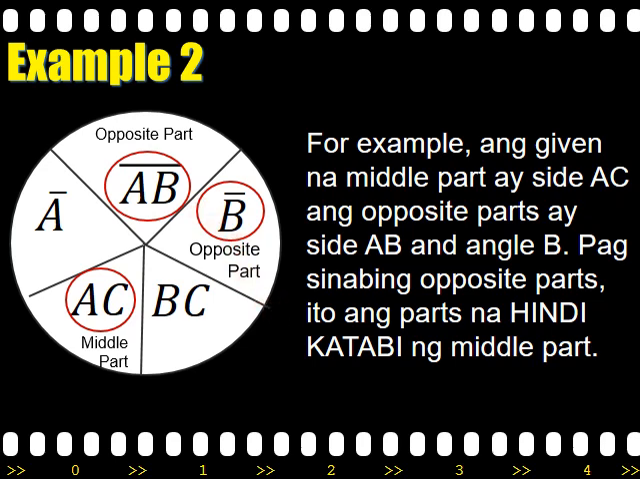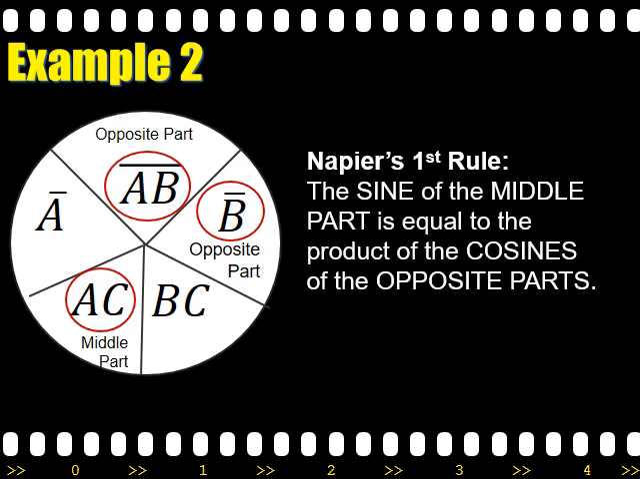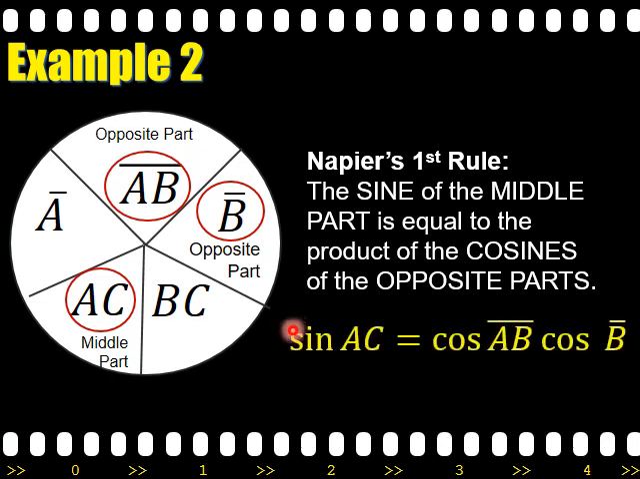Now let's try to derive Napier's first rule based on this. Again, Napier's first rule says the sine of the middle part is equal to the product of the cosines of the opposite parts. So when we write it, sine AC equals cosine of AB bar cosine B bar. Again, you notice there are bars. So we will change this.